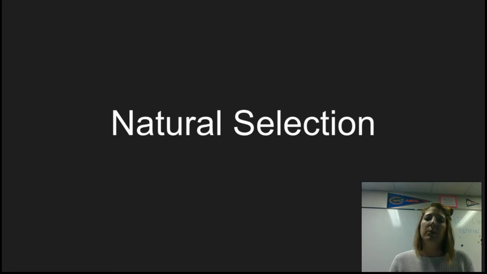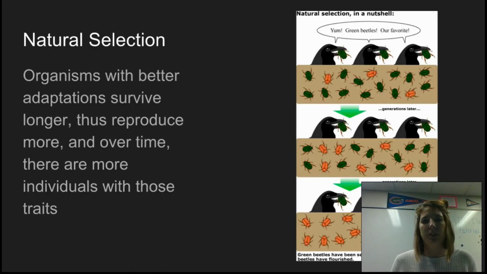All right, so I want to help you remember back to our Woolly Booger game. And we talked about this idea that certain individuals are better adapted for their environment, and they're the ones that survive. And that's what we're going to be focusing on in today's lesson. So we'll be talking about natural selection. And natural selection is the idea that organisms with better adaptation survive longer, they reproduce more, and so over time there are more individuals with those traits.